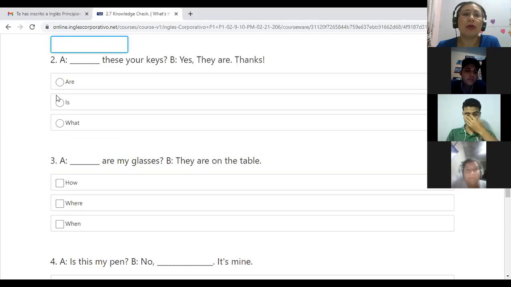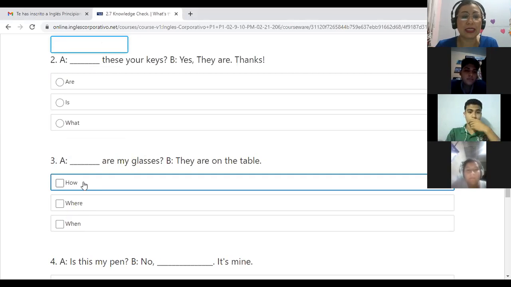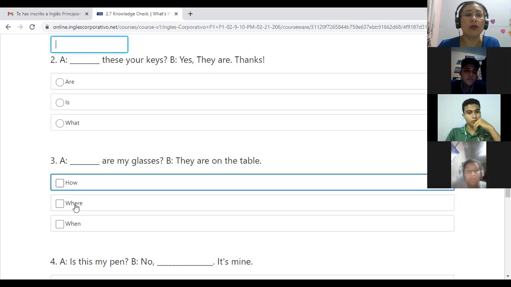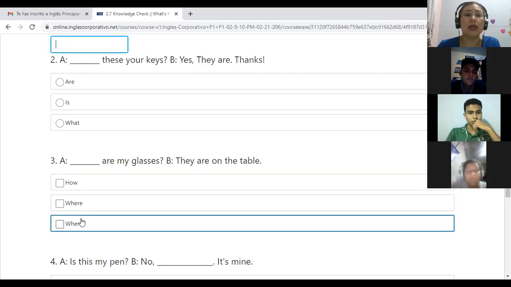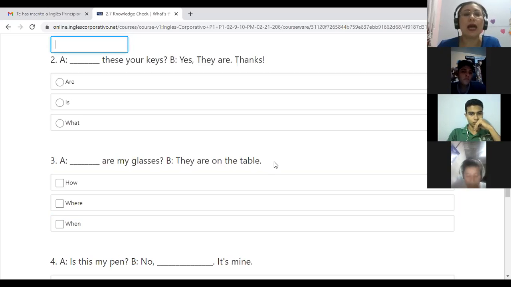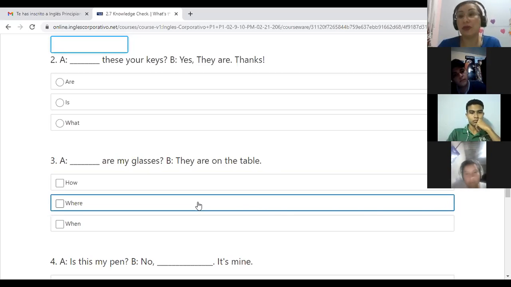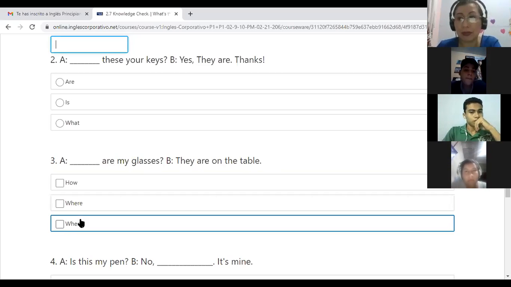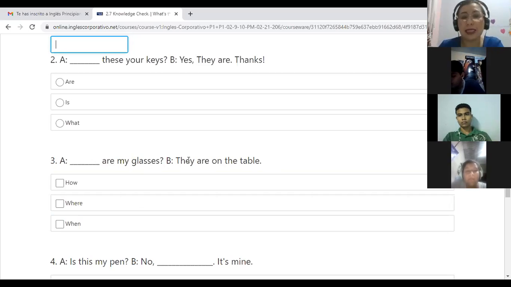En el siguiente, my glasses. Pero vea que ya no es una pregunta de respuesta sí, no, sino que ya estoy utilizando las WH. How, cómo, where, dónde, when, cuándo. Y dice, they are on the table. Entonces está preguntando a dónde, ¿verdad? Where are my glasses? Where. Ajá, entonces como ya es una pregunta WH, yo ya no puedo dar una respuesta como les decía el viernes de sí y no, sino que I have to provide the information. Tengo que proveer la información. Y aquí está provista, ¿verdad? Dice, they are on the table.